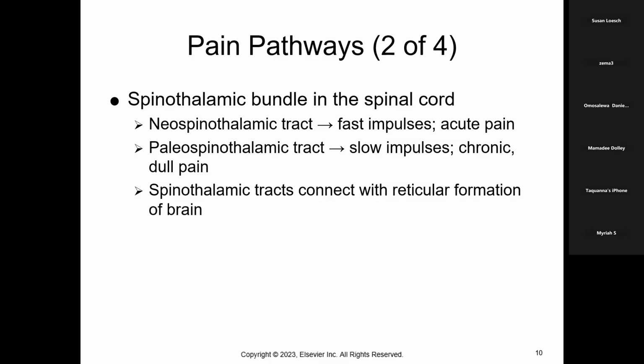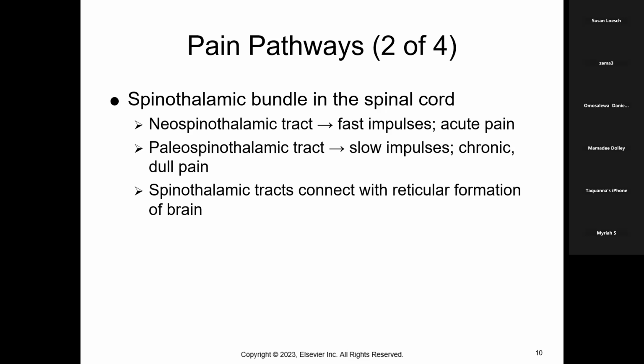Now, how do I know the difference between which one is sending the fast signal for the acute pain or the slow signal for the chronic pain? Okay. And this is how I remember. Okay. Neospinal. Okay. I call that my Neosporin track because when I have an acute cut, a cut that just happened and I got acute pain, I'll put Neosporin on it, right? To help it real fast.